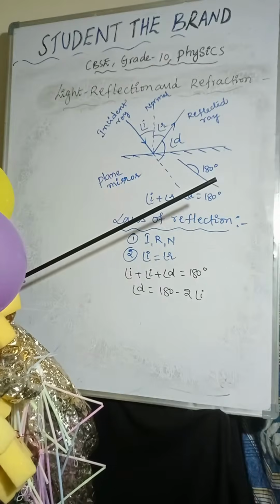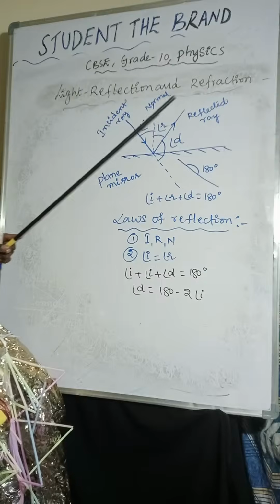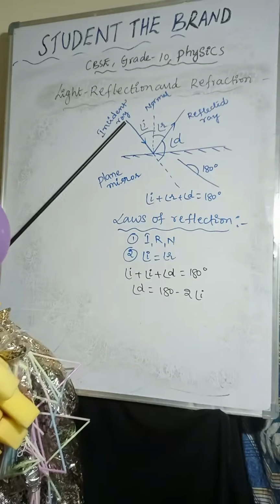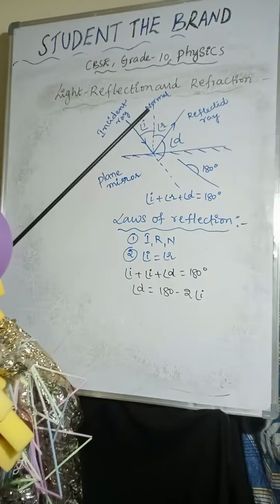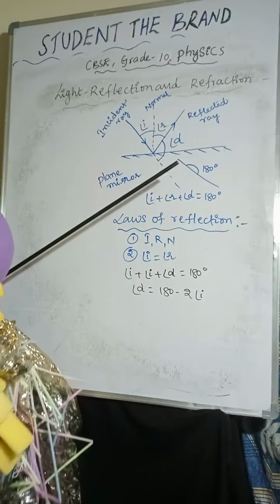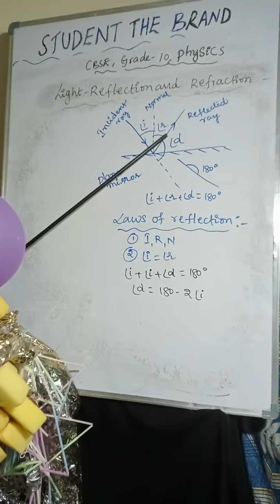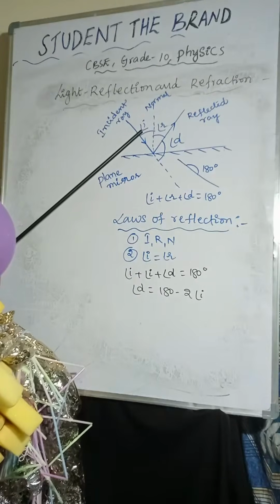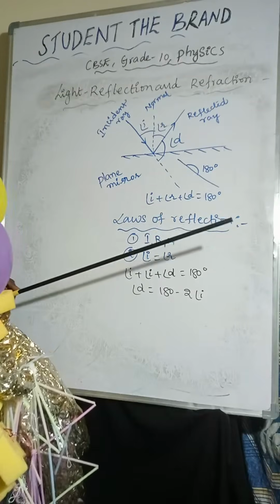Okay, so here you can see the incident ray, reflected ray and normal line. The angle between the incident ray and the normal line is called the angle of incidence. The angle between the reflected ray and the normal line is called the angle of reflection. The angle between the reflected ray and the undeviated line is called the angle of deviation. So angle of incidence plus angle of reflection plus angle of deviation equals 180 degrees.